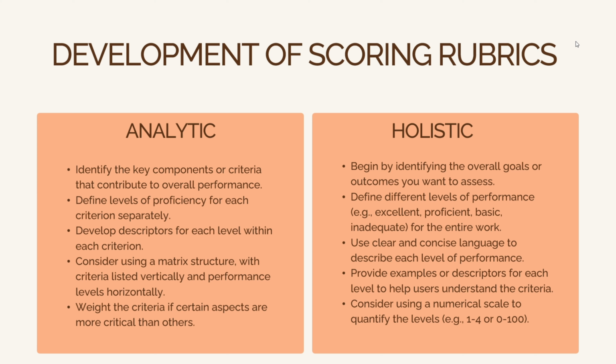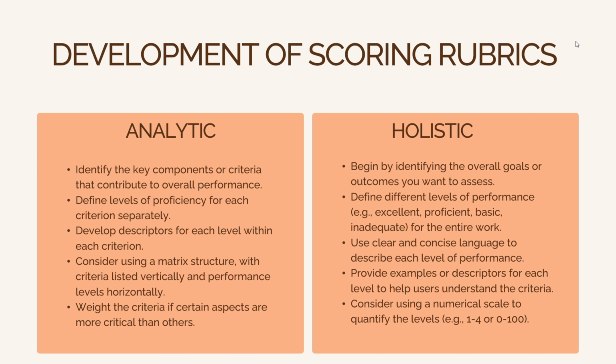Second, define different levels of performance, including excellent, proficient, basic, inadequate for the entire work. Establish distinct levels of performance that represent varying degrees of achievement. Commonly used labels include categories like excellent, proficient, basic, and inadequate. These labels should reflect a spectrum of performance from the highest to the lowest, providing a clear framework for assessment.